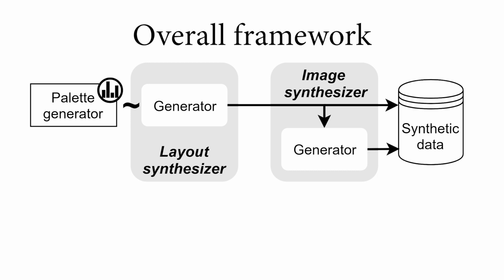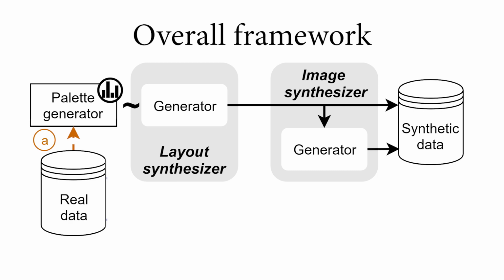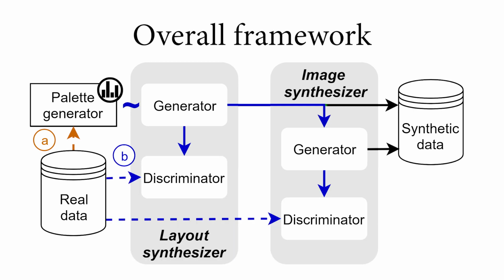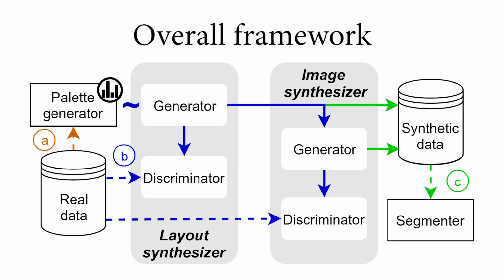We split the training process into 3 steps. A. Learning the palette distribution from real layouts by fitting a Gaussian mixture model. B. Training layout and image synthesis models, first individually and then fine-tuning end-to-end. C. Using synthetic data for downstream applications, like data augmentation in the training of a segmentation model.